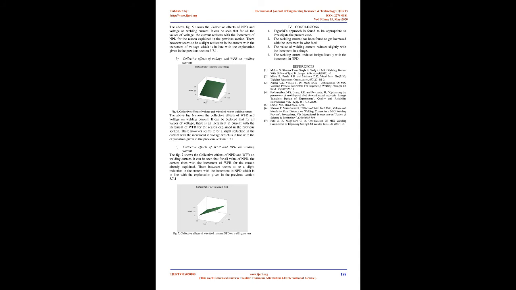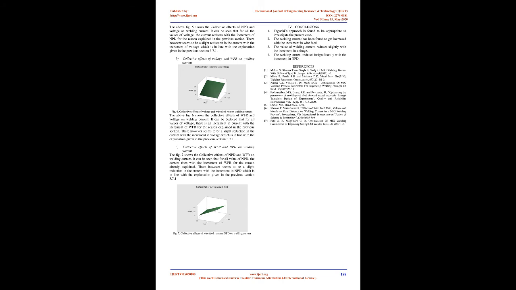automatic welding. The current is found to decrease with the increase in voltage. The probable reason for this could be that when voltage is increased, the arc gap is also increased, as both are proportional. In order to maintain a larger arc gap, the burn-off rate must be reduced, for which the current needs to be reduced. With the increase in NPD, the current is found to decrease.